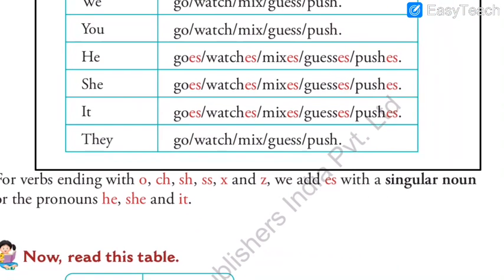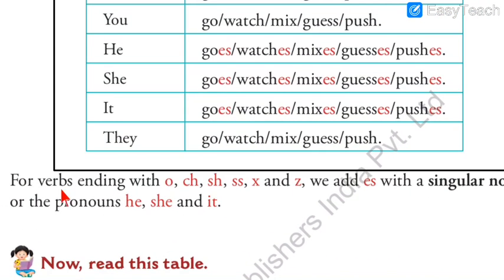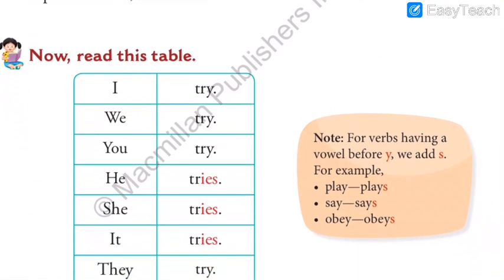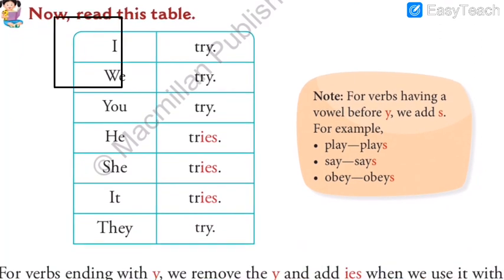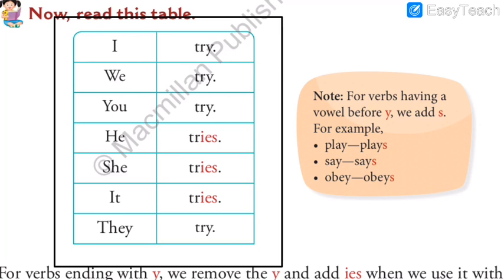Okay, so here the rule is written: for verbs ending with o, ch, sh, double s, x and z, we add es with the singular noun. So this is what you can remember if you want to be very sure. If you can see, watch becomes watches because it ends with ch. So if it ends with ch, you need to add es with the singular noun or the pronoun he, she and it. Clear enough?